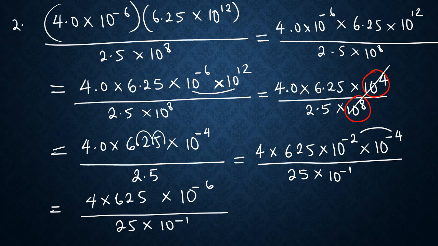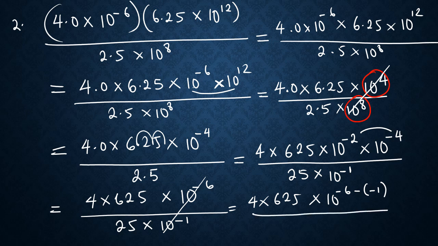Again, I'm going to subtract their exponents since I'm dividing them, because I can see what is common. So I'm going to separate their exponents to get them together. So this is what I intend to do. It is going to give 4 times 625 times 10 to the negative 6 minus, the denominator has negative 1, so it will be negative negative 1. And then I'm going to divide that by 25. If I do the math, negative 6 minus negative 1 becomes negative 6 plus 1. Yes, so I'll take my eraser and remove this and replace it with positive 1.